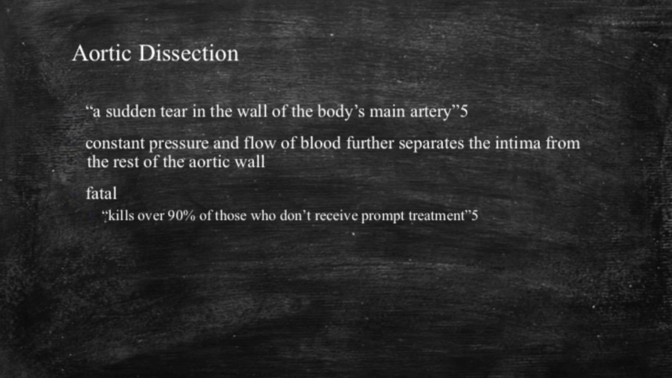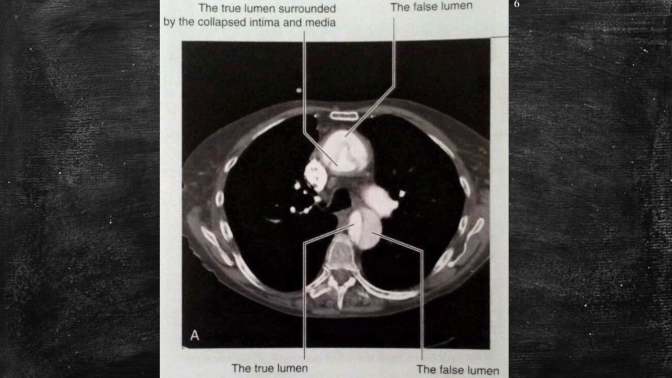In cases of aortic dissection, a tear of the intima will continue to be pried up by the blood flow, further separating the intima from the rest of the aortic wall. When this happens, blood is redirected from its normal path in the true lumen and begins to flow through the false lumen. Over 90% of those who don't receive prompt treatment will die. The next pathology we will discuss is aortic stenosis.